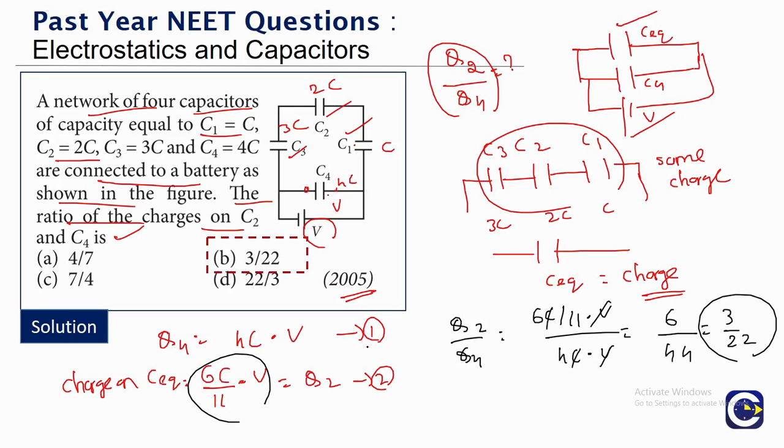So what are we doing essentially here? We are looking at the equivalent capacitance of that combination, and whatever is the charge on that equivalent capacitance, same will be the charge on all these three which are in series, C1, C2, C3. That's how we are able to get the charge on the capacitor plate 2.